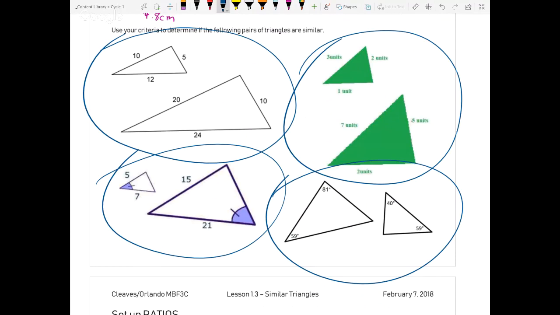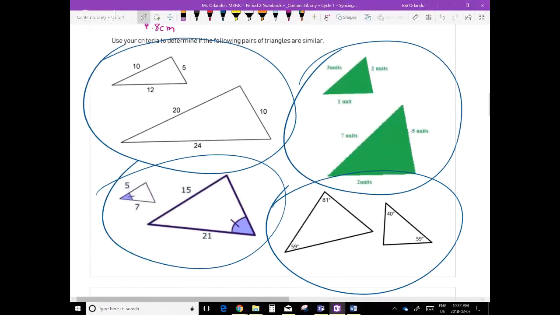I did almost forget. And I'm going to stop screen sharing while I do that.